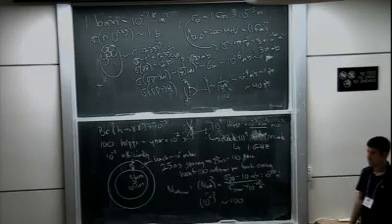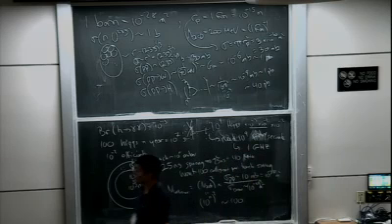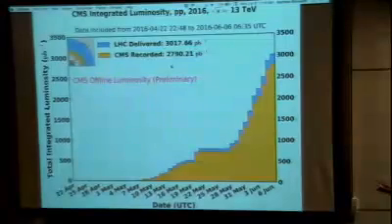What's the blue and yellow stuff in the previous slide? I have to go back to PowerPoint. Yeah, so this is what's delivered and what's recorded. This is for CMS. There's a similar one for ATLAS.